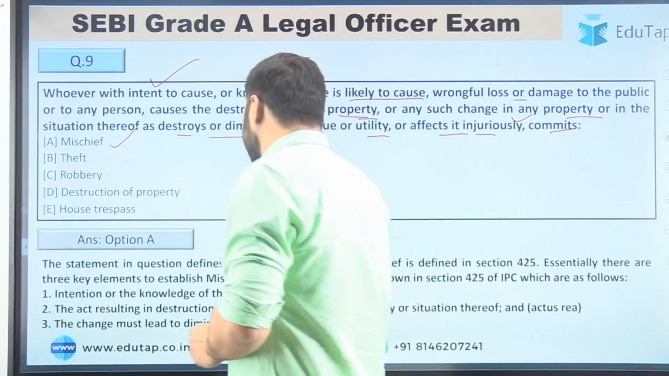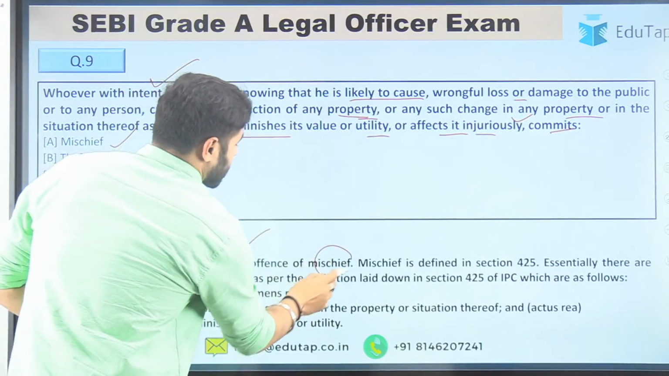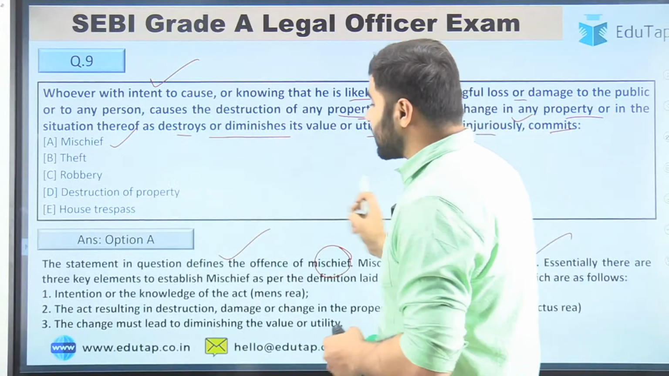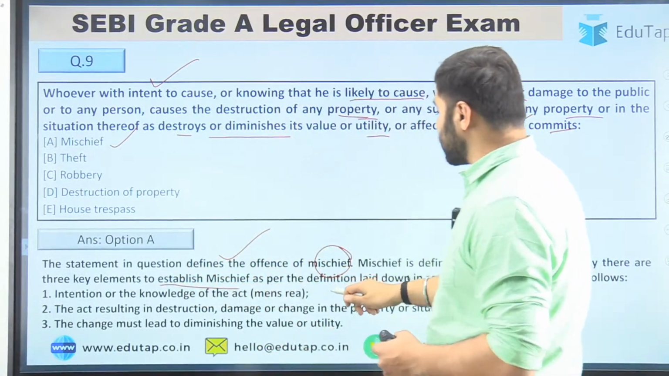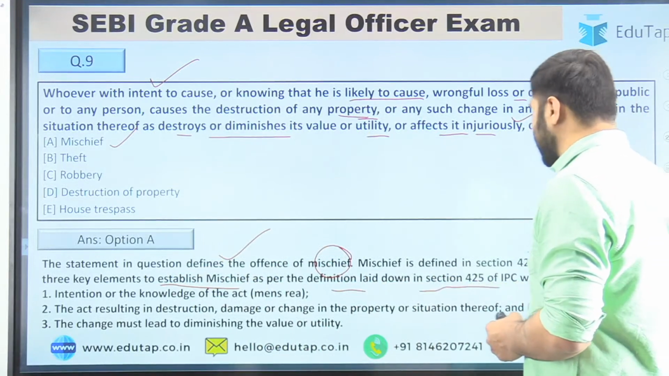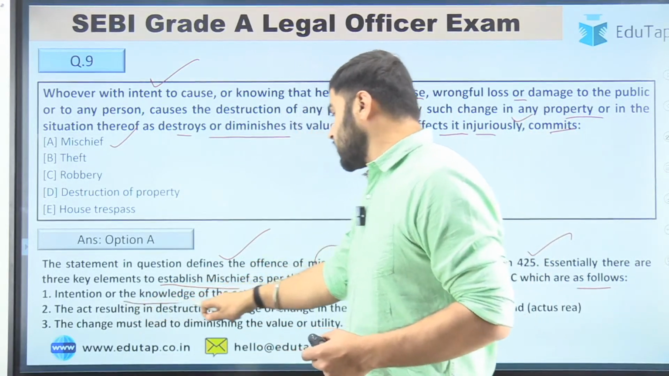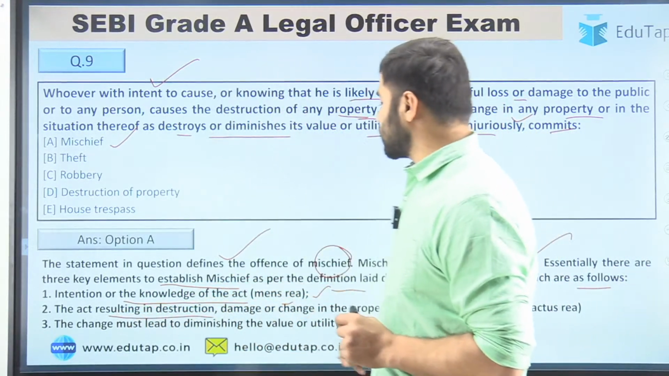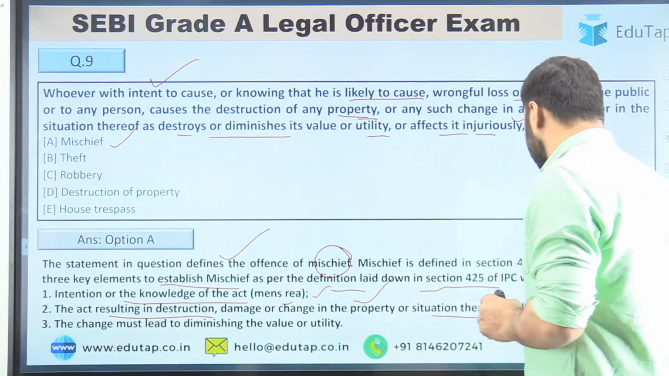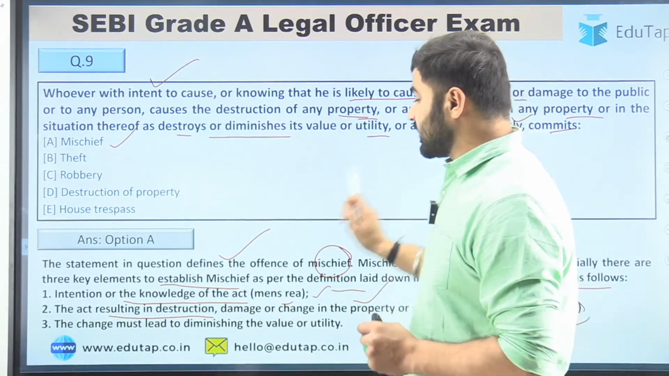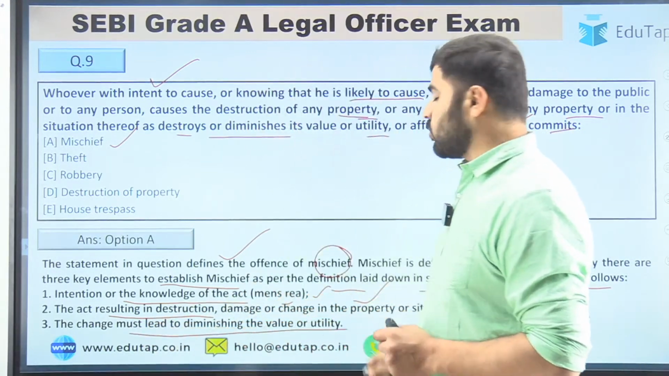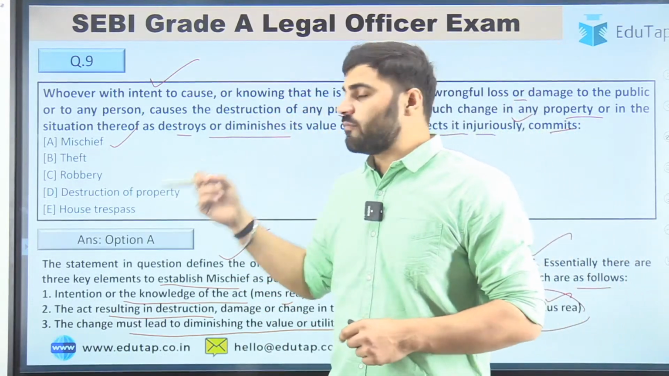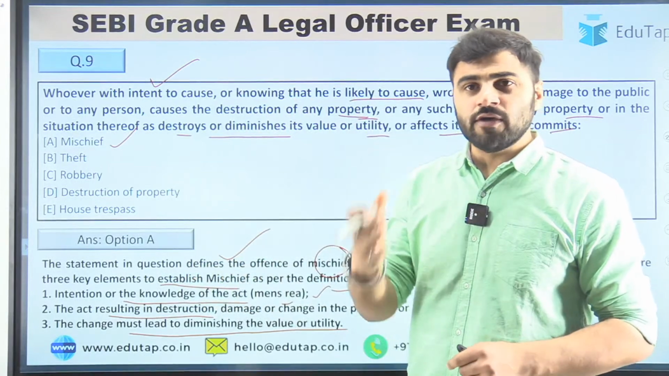So the statement in question defines the offense of mischief. Mischief is defined in section 425 of the Indian Penal Code. Essentially, there are 3 key elements to establish mischief as per the definition laid down in section 425, which are as follows. That is, intention or the knowledge of the act, mens rea, must be there, right? Then the act resulting in destruction, damage, or change in the property or situation thereof, that is actus reus. Then the change must lead to diminishing the value or utility. So if all these essentials are there, then that will be the offense of mischief, right? So all of you have given the right answer.